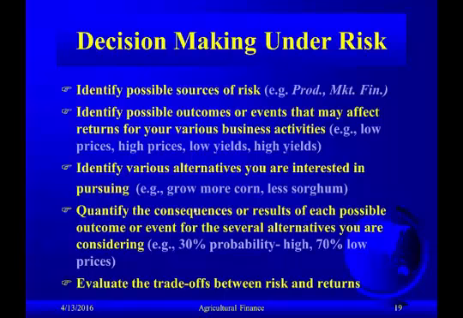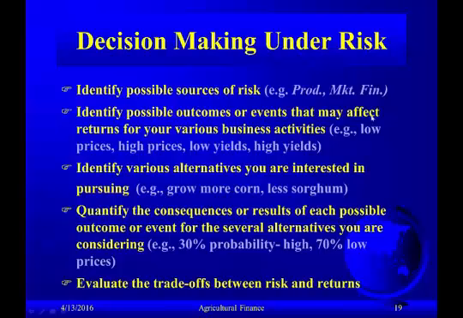Okay, next let's talk about decision making under risk. First of all, the business needs to identify the possible sources of risk. And we've just gone through the production, marketing, and financial risks. Next, the business needs to identify the possible outcomes or events that may affect returns for the various business activities.